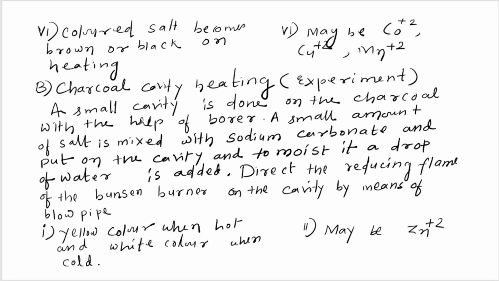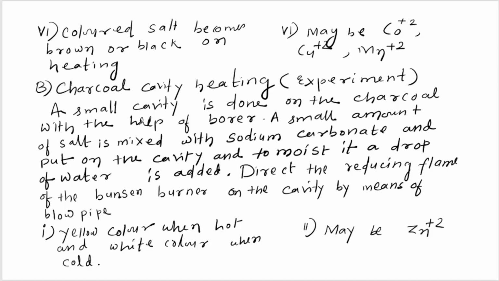By means of a blowpipe. That means you make one cavity on charcoal, and a small amount of salt mixed with sodium carbonate and 1 drop of water is added on the cavity, then heated strongly with the reducing flame by means of a blowpipe. You use the blowpipe; then you get the reducing flame.